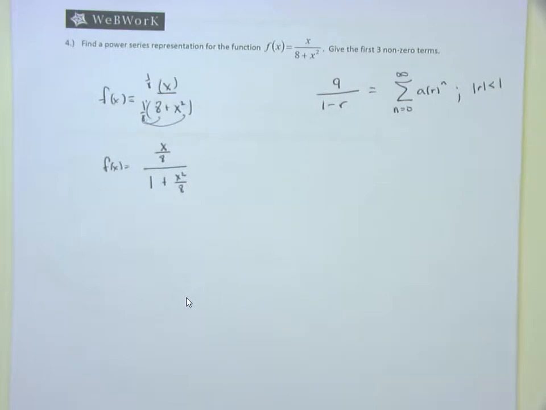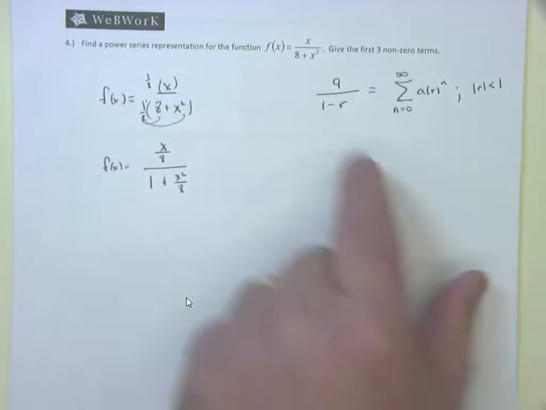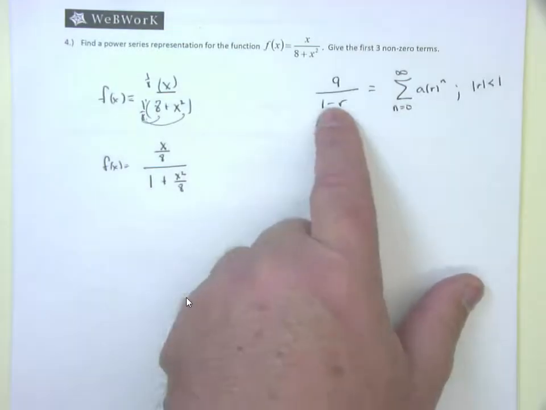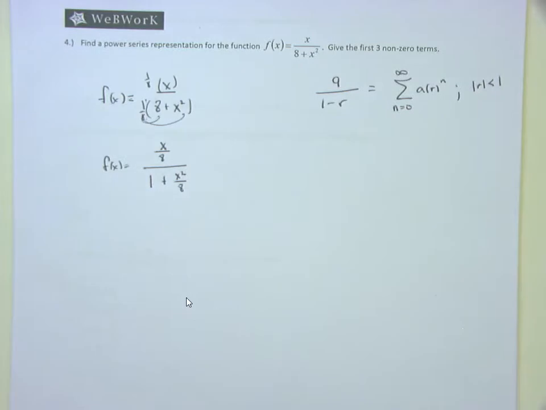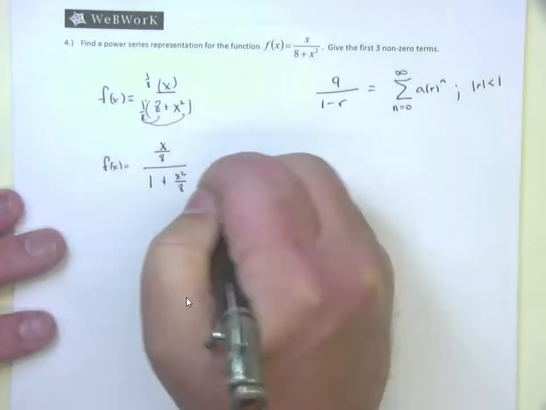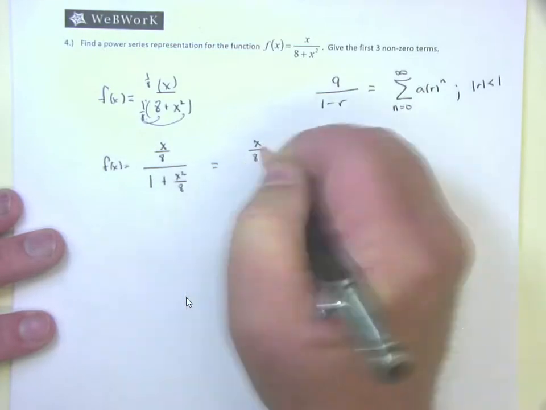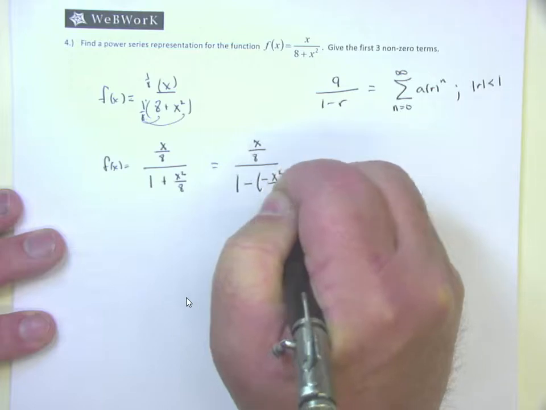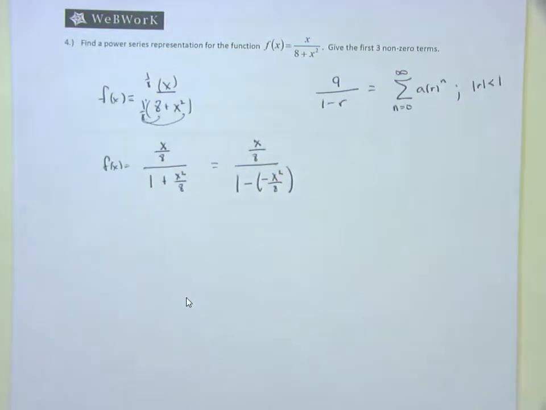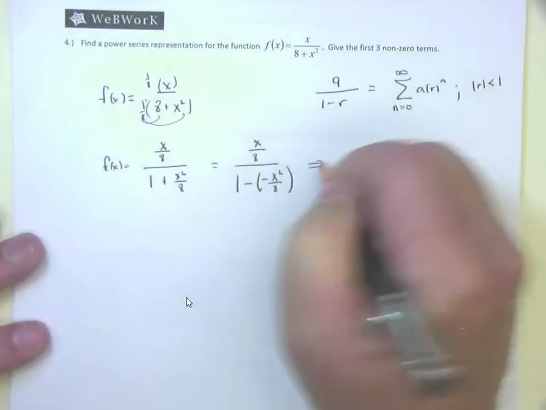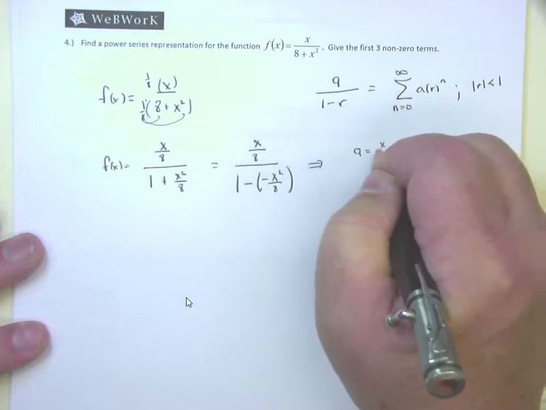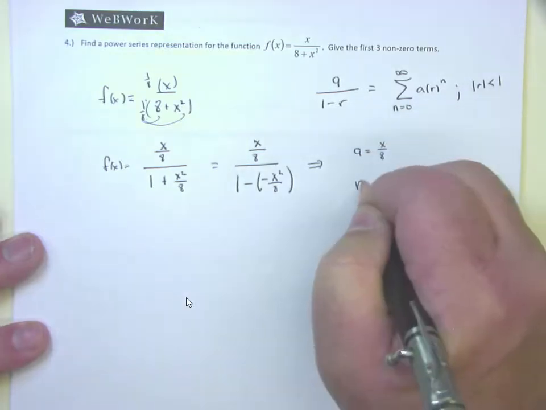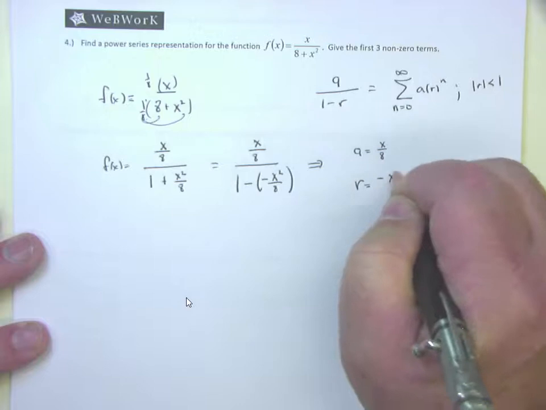The next thing you need to do is get the negative in the right spot. After you get the 1, you need to make it a minus. Well, this one's a plus, so what is a plus going to turn into? Minus a negative. So here we go. This would be equal to x over 8 divided by 1 minus negative x squared over 8. And now I can pick off my pieces. This implies that a equals x over 8, and r is equal to negative x squared over 8.